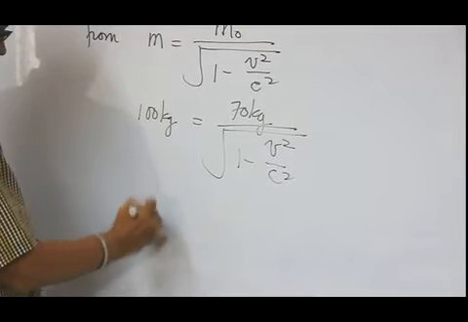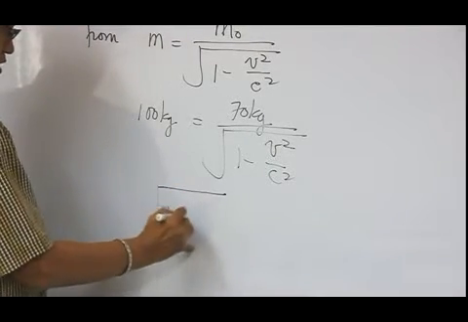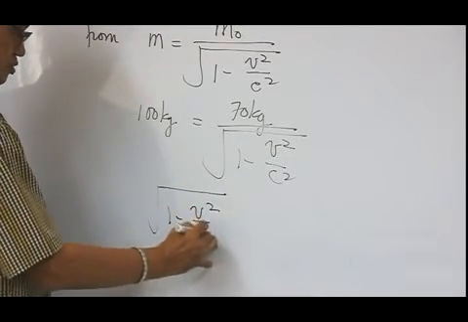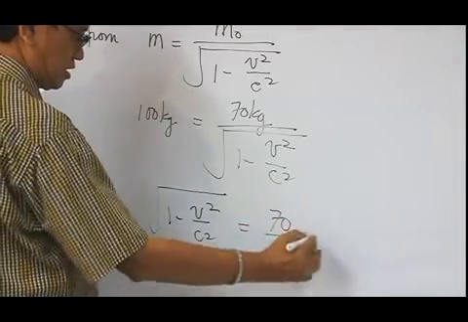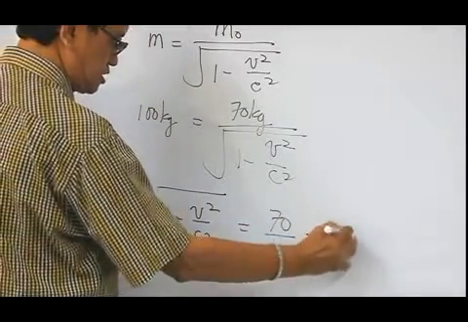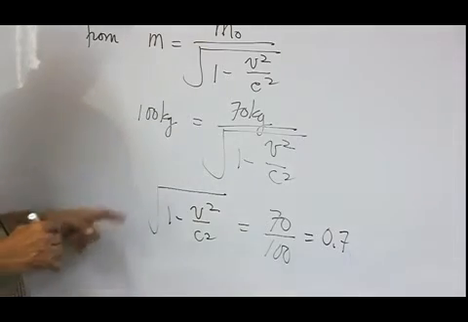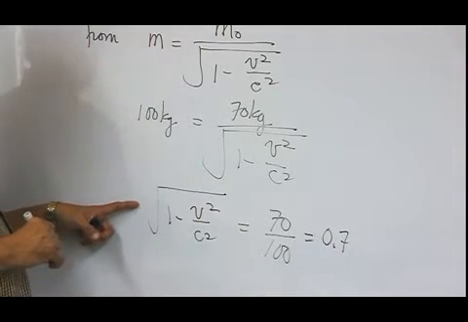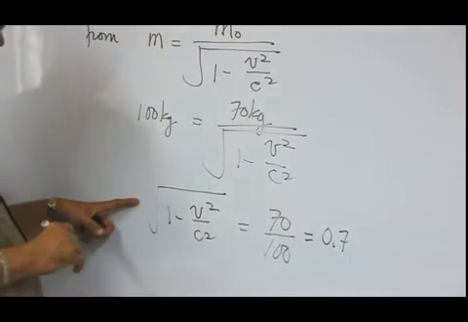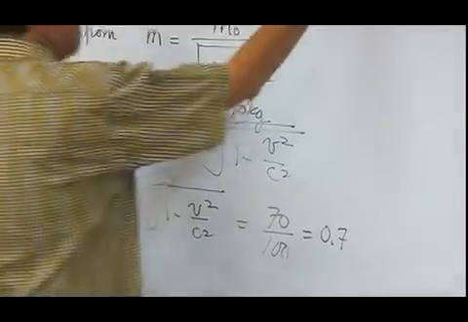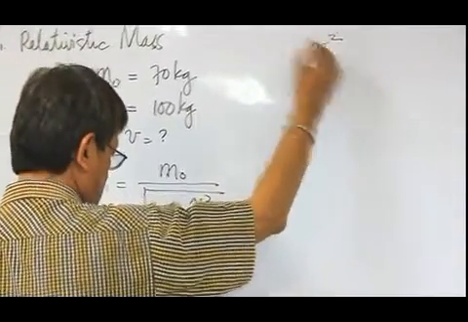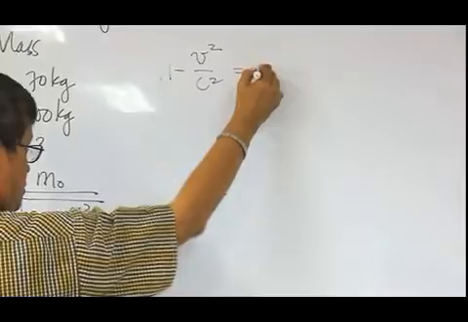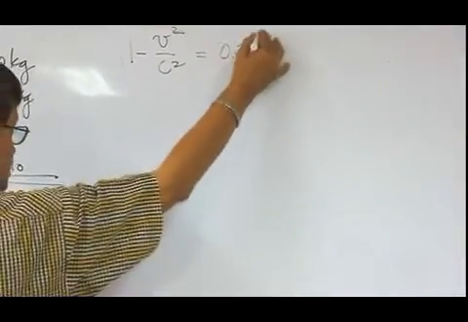So that would be the square root of 1 minus v squared over c squared equal to 70 over 100. And the ratio is equal to 0.7. So to determine the velocity, we have to remove the radical sign. That means squaring both sides. The result will be 1 minus v squared over c squared equal to 0.7 squared.